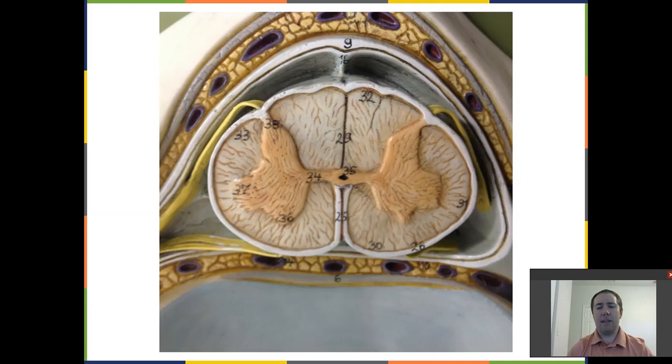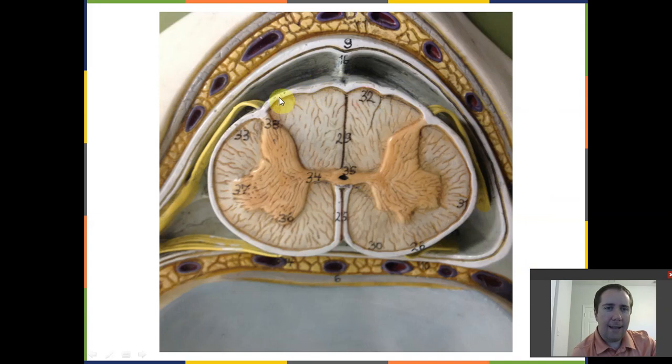And so I'm going to skip ahead a couple slides, and we can see the three different meninges. And so we're looking at the spinal cord. This is a model. This is one of the models in our lab. And we're seeing this out here is a vertebra, so that's the spine. And then right in the center, we have the spinal cord.